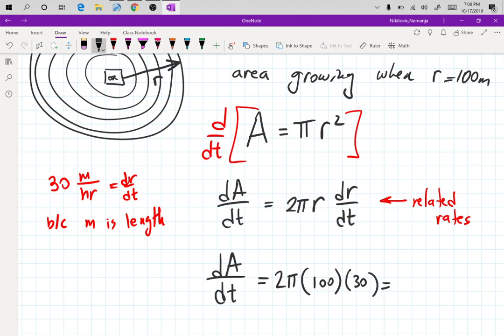For a total of 2 times 3 is 6, 3 zeros, and then a pi at the end, so 6,000 pi meters squared per hour. So meters squared per hour. Guys, pi is roughly 3, so you are talking about 18,000 square meters.